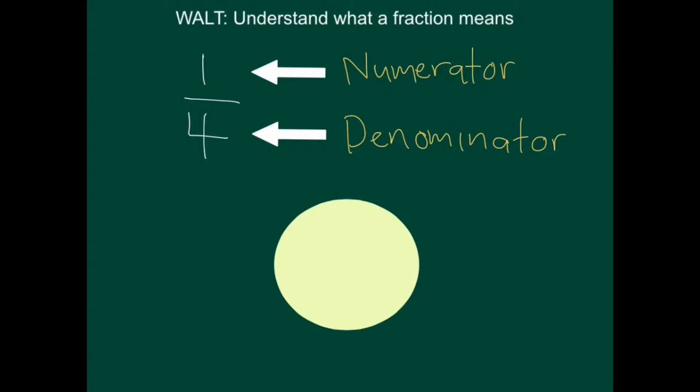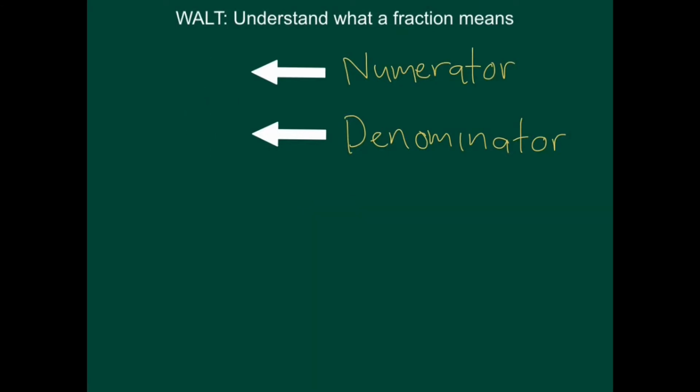Now, the denominator on the bottom, this one right here, represents how many parts this cake is going to be split into. So the denominator is 4, or quarters, so we're going to split this cake up into 4 pieces. Now, the numerator, the number on the top here, represents how many pieces we're going to colour in, or how many pieces someone might have. So if, for example, someone had 1/4 of the cake, that means they're going to have 1 piece out of the 4 pieces available. Now let's have a look at a different example.